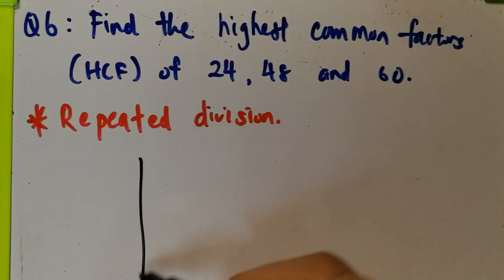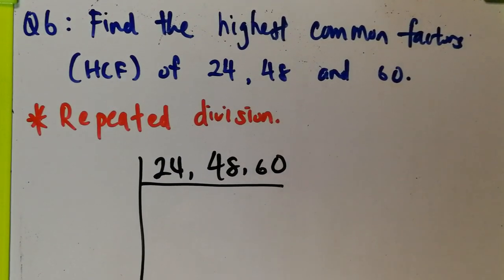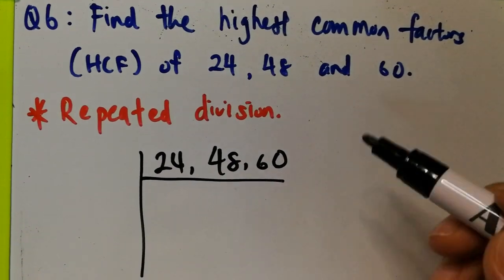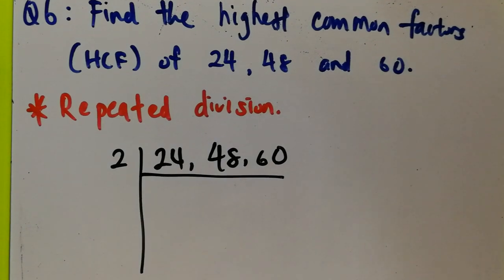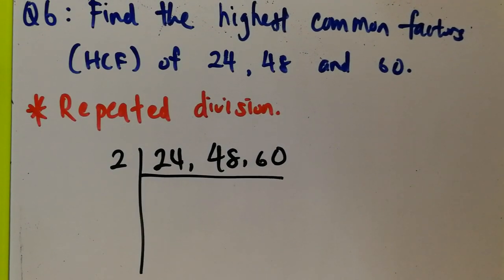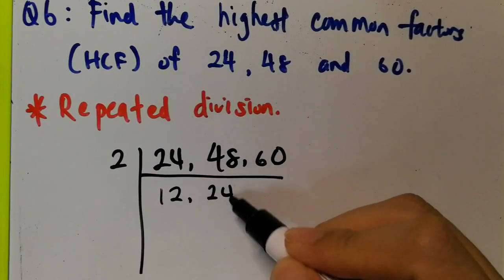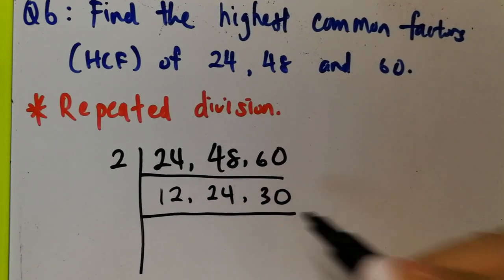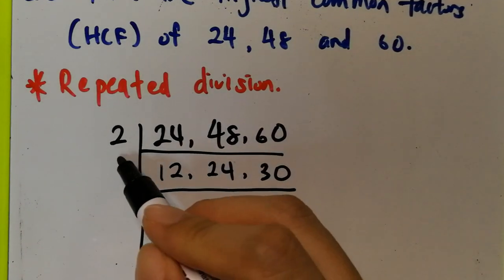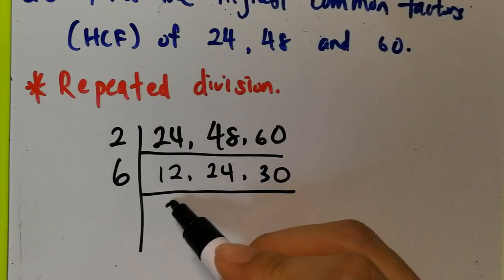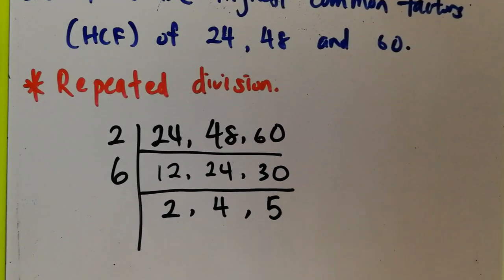Firstly, please write them in the format of repeated division. We put them in a row. After that, we try to find a number that divides all of them. For example, all of them are even numbers, so I can try dividing by 2. Divide by 2, I get 12. Divide by 2, I get 24. Divide by 2, I get 30. After that, you can try another bigger number. For example, you divide them by 6. Here I got 2, here I got 4, here I got 5.